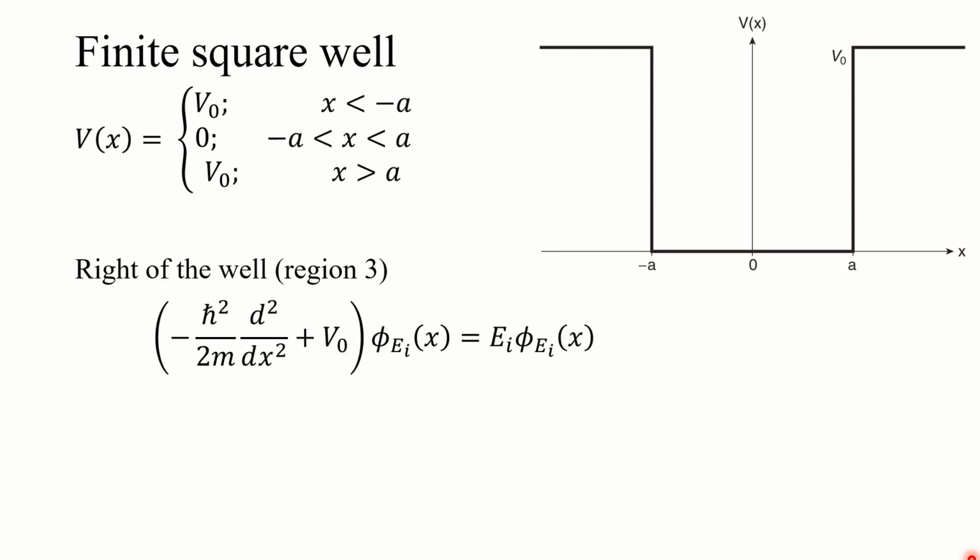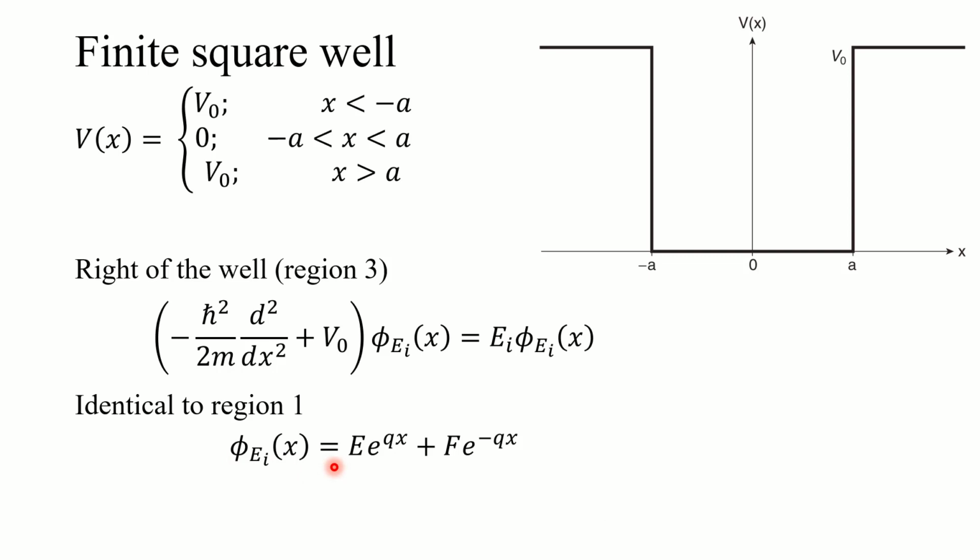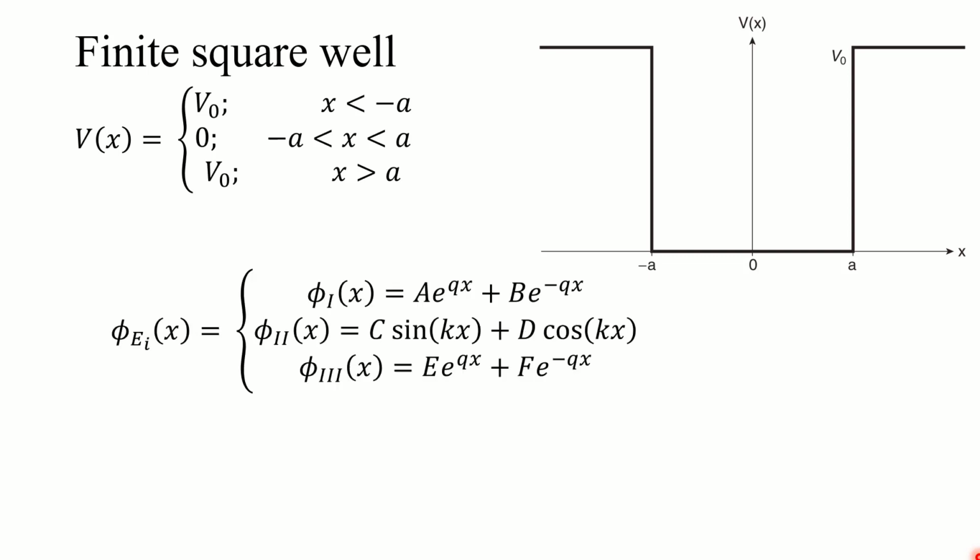If we go to region 3, again, the potential is the same as it was in region 1. So when we plug it in, this is the exact same differential equation we had for region 1. The solution is going to be the exact same form. Again, I'm using two different constants because, although we might suspect they should be the same, we have no reason to say that right now.